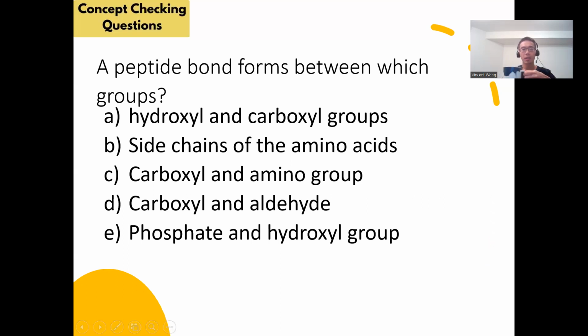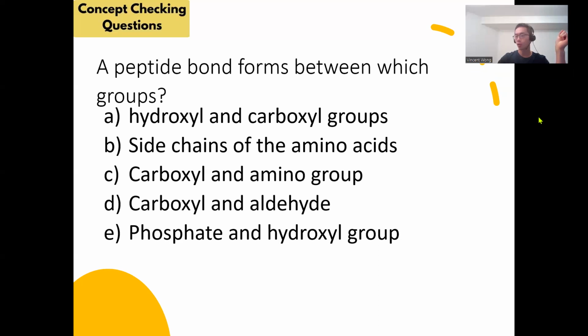This is the concept checking questions that we didn't finish last class. Let's take them up to begin. A peptide bond forms between which groups? So of course, this is talking about protein, right? And in proteins, the monomer is an amino acid.